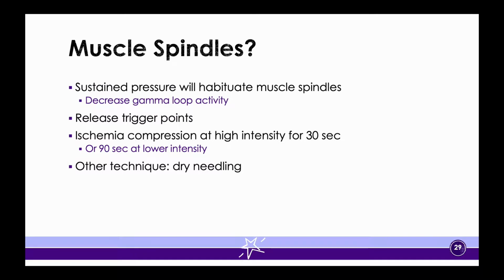So, does foam rolling or self-myofascial release do anything with the muscle spindles? Well, we do know that sustained pressure to a muscle belly will habituate the muscle spindles, right? So when there's sustained pressure at the level of the muscle belly, which is where we're doing our myofascial release, it will end up decreasing gamma loop activity. So that's nice for us. It helps us to release those trigger points.